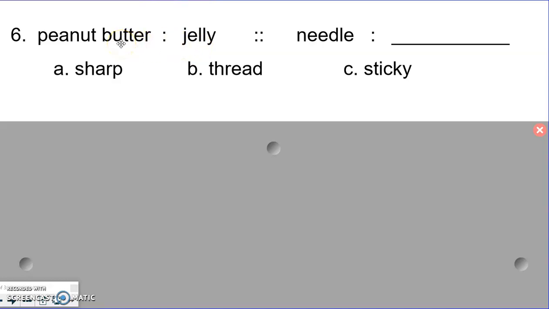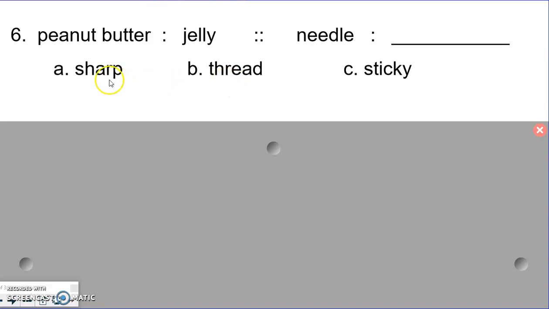Okay? And so whatever relationship the first two words share, then the third word and the fourth word, which is going to be our answer, are going to share the same relationship. So peanut butter is to jelly because they go together, as needle is to blank. So show me with your fingers. Show me one for A, two for B, or three for C. Which of these goes together with needle? All right, the answer is two or B, which is thread. Peanut butter and jelly go together to make a delicious sandwich. Needle and thread go together to let you sew.